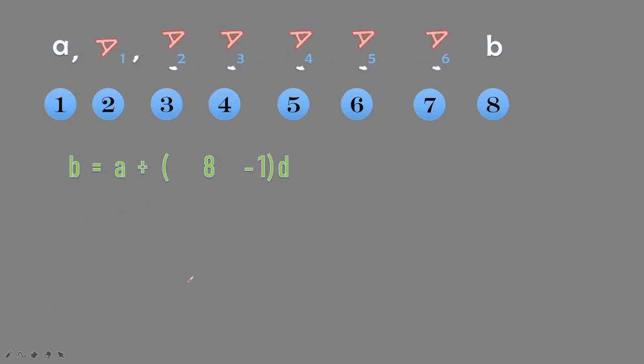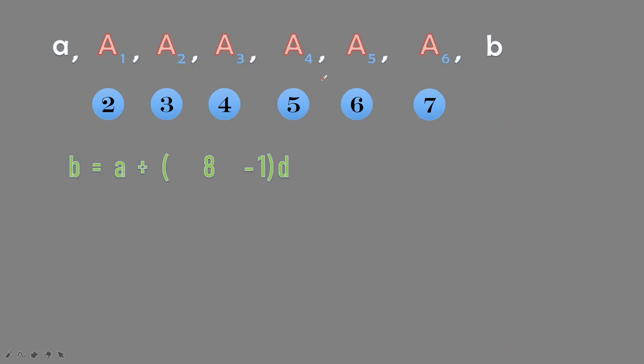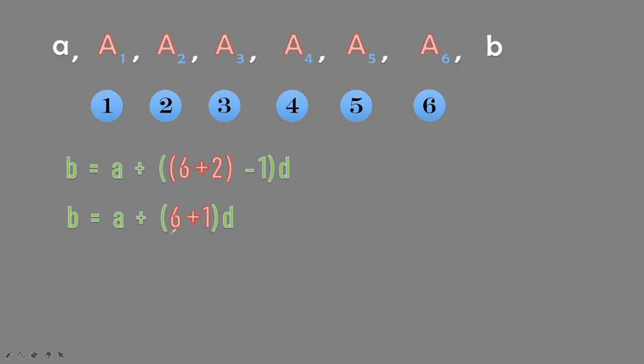But what I am interested in is these new terms. So how many new terms are there? 6. Small a and small b were already there. The new terms that I introduced were 6. So I'll write this 8 as 6 plus 2. Now I'll just solve it. b is equal to a plus (6 plus 2 minus 1), that is 6 plus 1, into d.